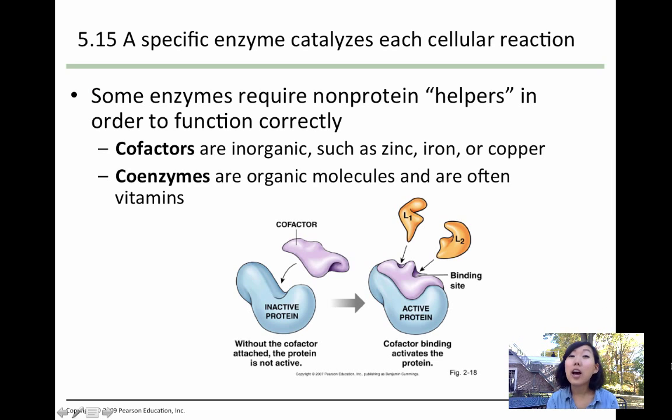There are a couple things that can help your enzymes. One of them is cofactors, and those are things that are inorganic, which means they're usually metals like zinc or iron or copper. They're not really molecules, they're more like metals, and they just help your enzymes work. The other thing is called coenzymes, and coenzymes are usually organic molecules, and they can be things like vitamins that help your enzyme function better.